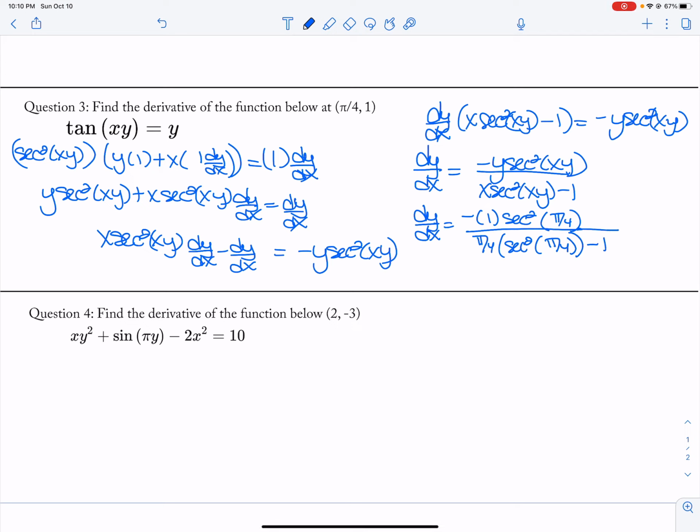So pi over 4. So if I have 45 degrees, sine is 1 over root 2, so then cosine is 1 over root 2, and secant is root 2 over 1. So then this gives me a negative root 2 squared over pi over 4 times root 2 squared minus 1. So then this gives me a negative 2 on the top. This gives me 1/2 pi on the bottom minus 1, or pi over 2, as it may be. All right, and that is it for this section.